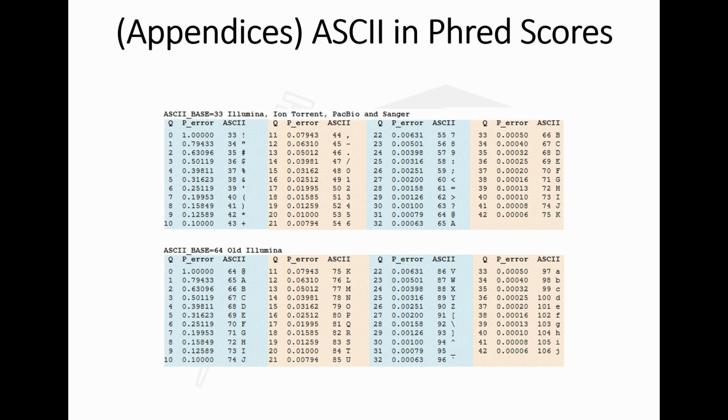Under the Phred 64 system, a Q score of 10 is represented by the ASCII uppercase J, which has a decimal value of 74. And so on. Like ASCII tables, Phred tables can be found using a simple Google search.